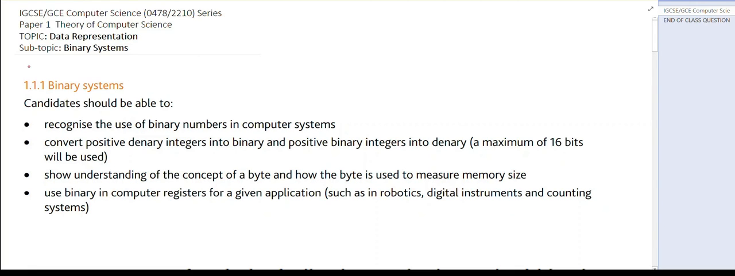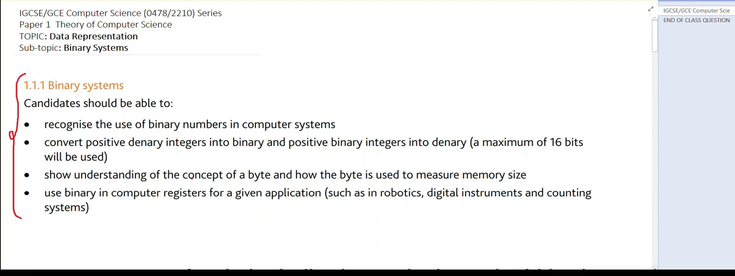This is the syllabus for binary systems. These 4 points are to be studied. Recognize the use of binary numbers in computer systems. Second, convert positive denary integers into binary and positive binary integers into denary. A maximum of 16 bits will be used, from 8 to 16, right? The minimum can be 4 and the maximum will be 16.